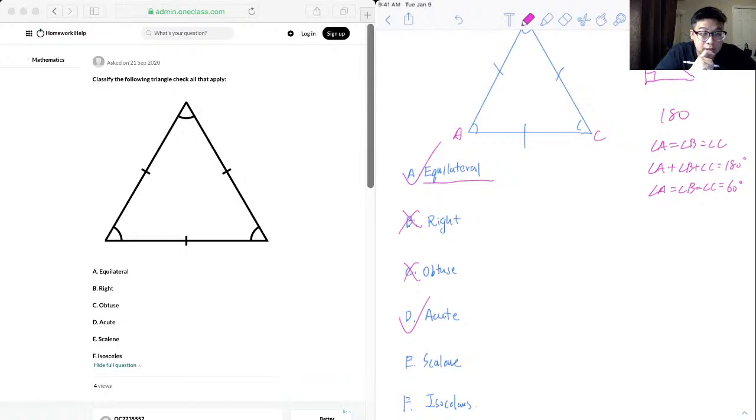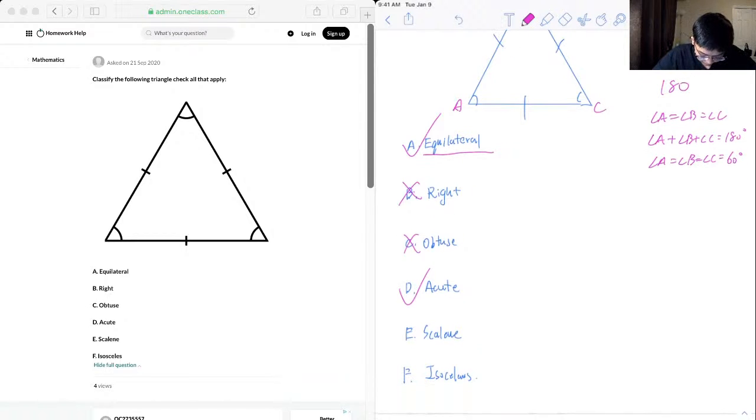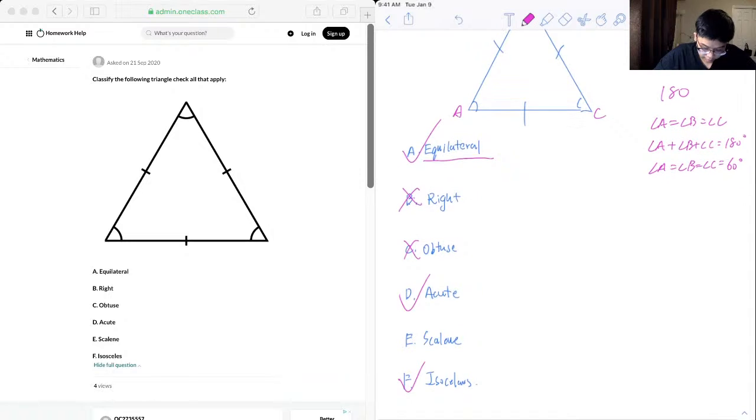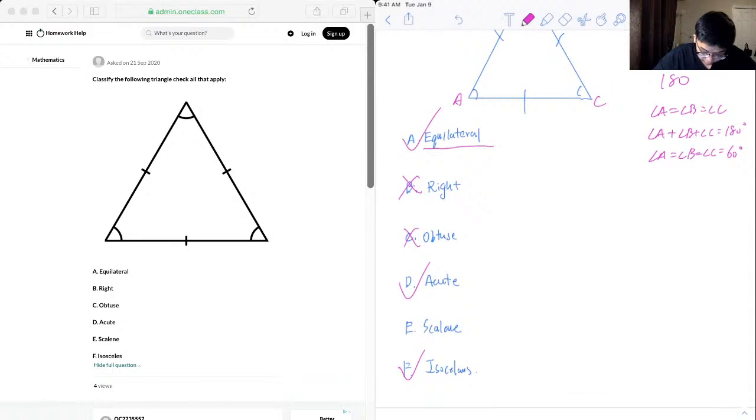We can also consider this triangle as an isosceles triangle because at least two of its sides have equal length. So that's going to be F. Another example of F would be something like this, as long as two of its sides have equal length.